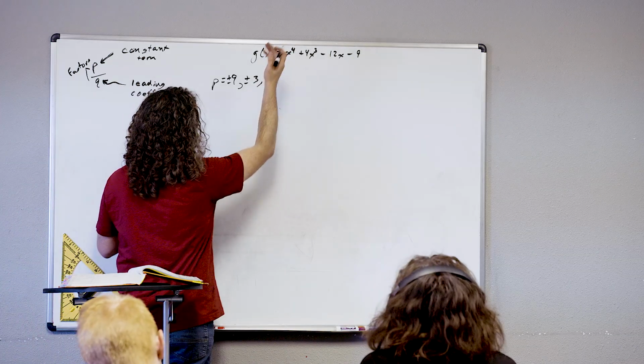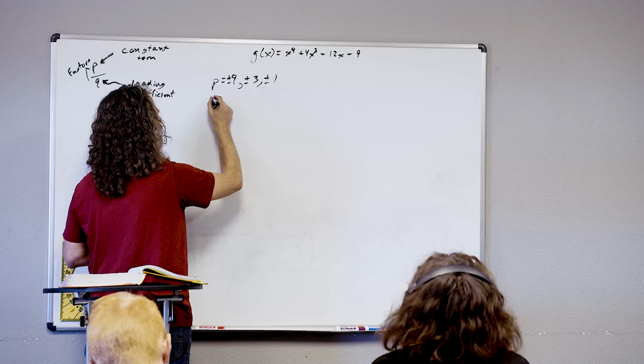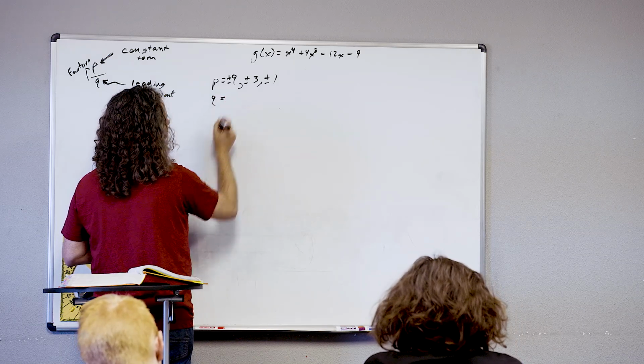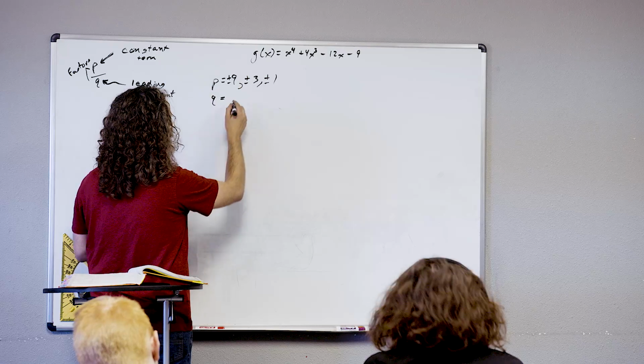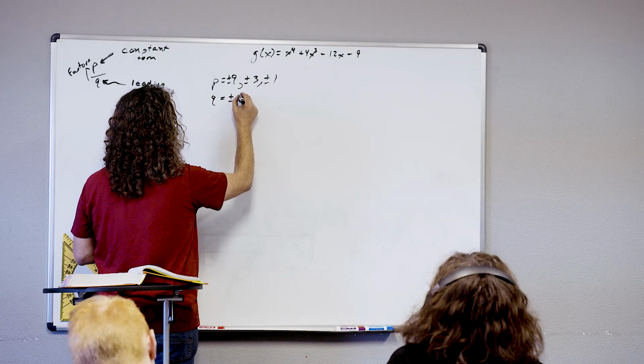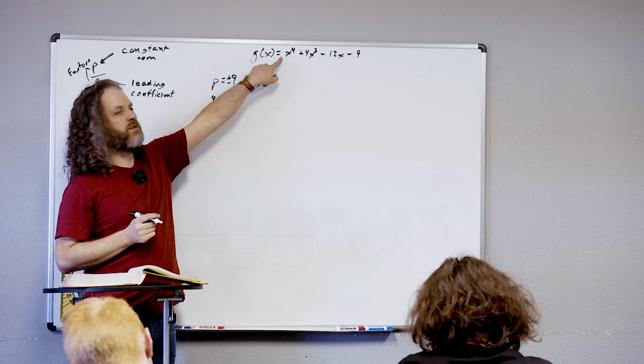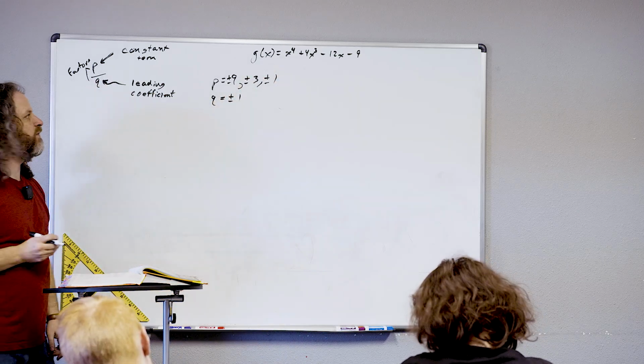Now this one is nice and easy. We like it when we have a leading term of 1. That makes our life a lot easier. The only factors of Q are plus or minus 1. And Q is the leading coefficient, the one in the front.